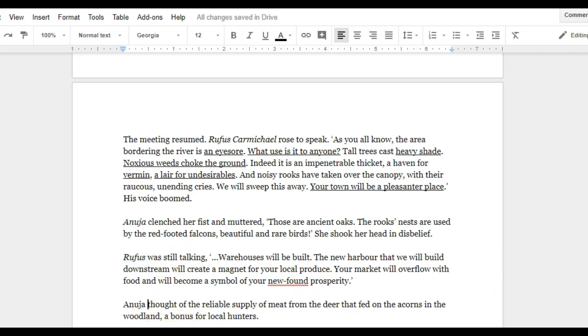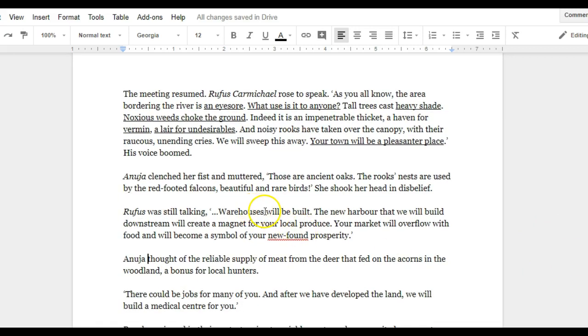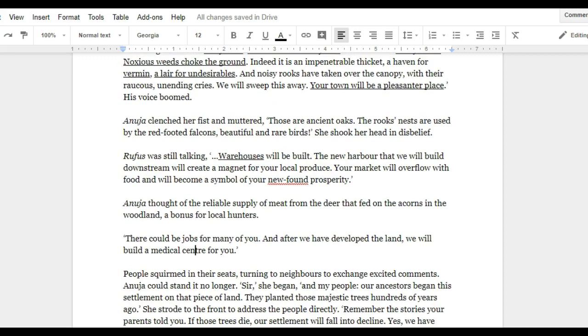Rufus was still talking. Warehouses will be built, the new harbour. So, I mean, we've already got the idea of jobs. The new harbour that we will build downstream will create a magnet for your local produce. The market will overflow with food and become a symbol for your newfound prosperity. How would I not be eager if I were in the crowd at this point? Anuja thought of the reliable supply of meat from the deer that fed on the acorns in the woodland, a bonus for local hunters. There could be jobs for many of you. And we've developed the land. We will build a medical centre for you. So on that spectrum of my views at the beginning, if I were in the crowd, I would be moving very much towards the eager.